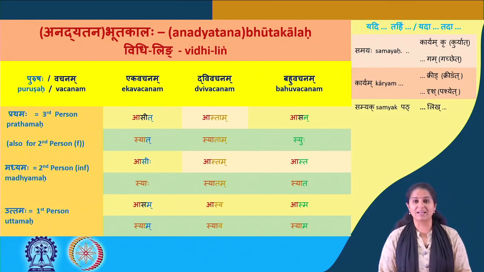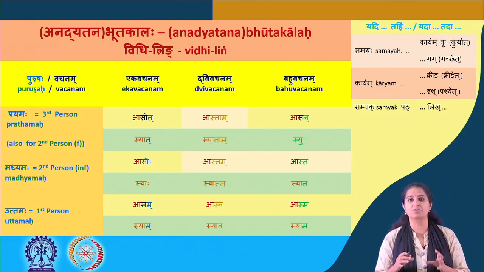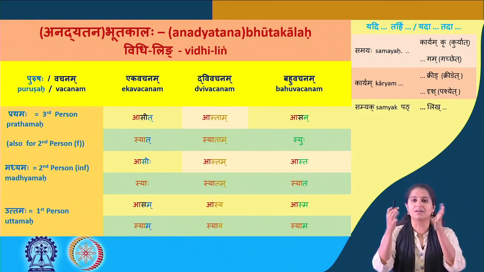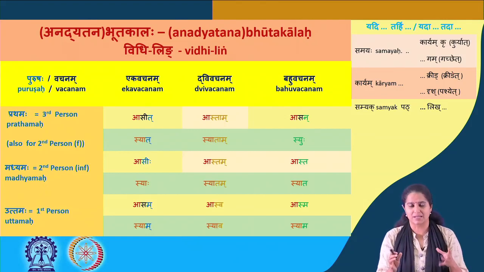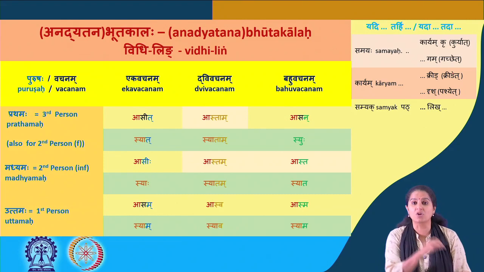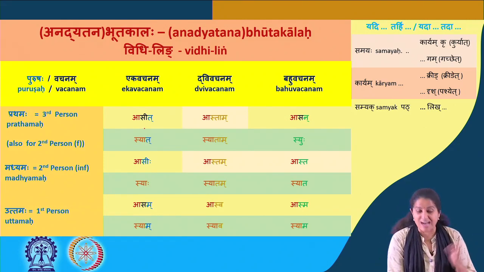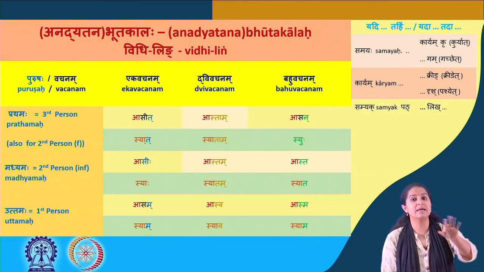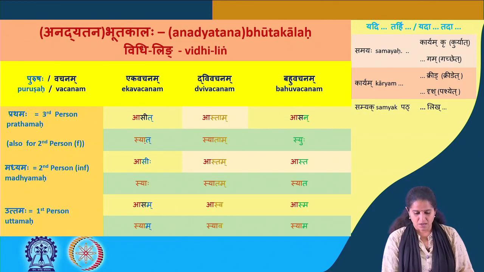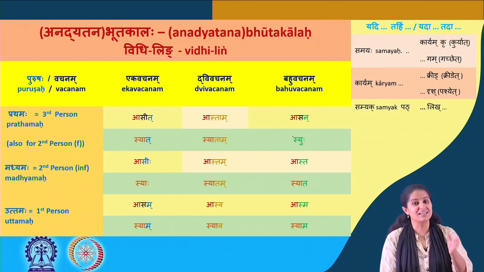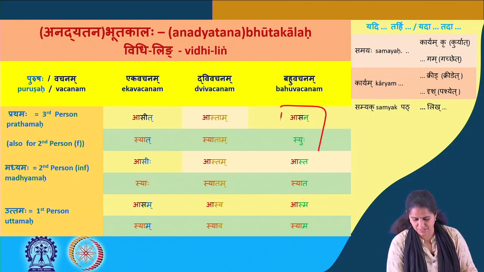So we look at the anadyatana bhuta and the vidhiling there. So you remember what we had done in our previous lesson, where we saw that once you know the bhutakala, the vidhiling is very, very similar to that, except for a few changes here and there, and it's always a fun exercise to see what changes and what stays similar. So asit, bhuta becomes syat. Syat means may it be so. So this vidhiling has this thing of may it be or it might be. Astam, syatam, asan, syuhu. So like I said, this is very different.